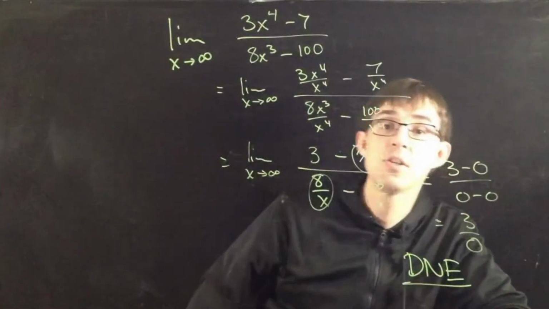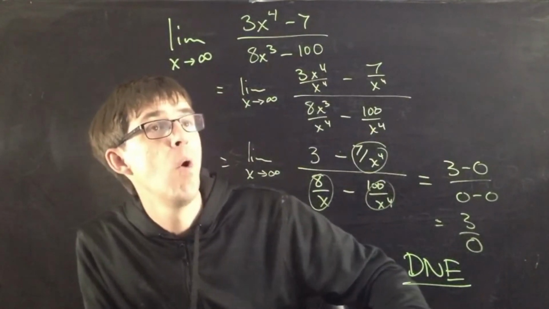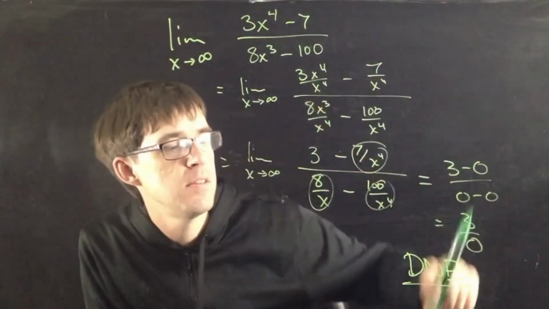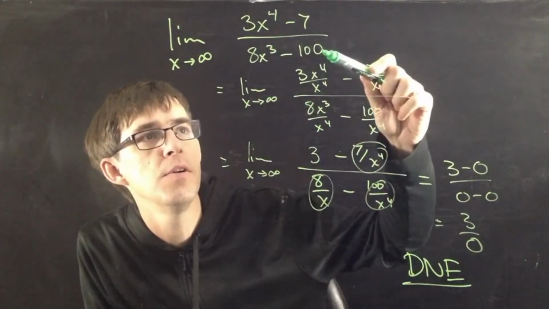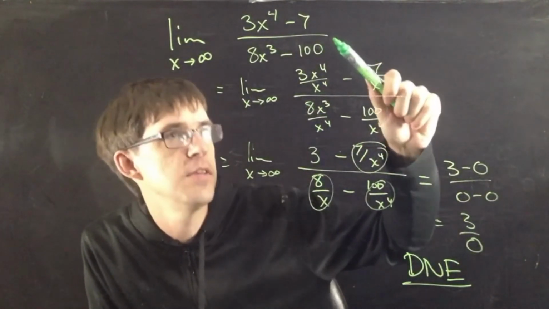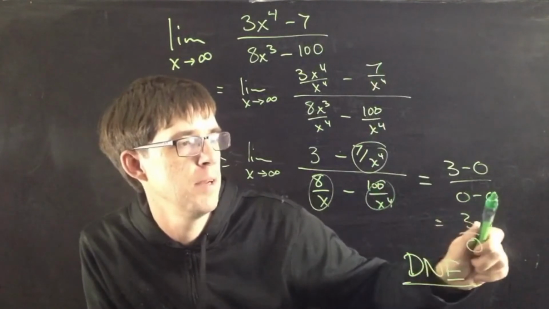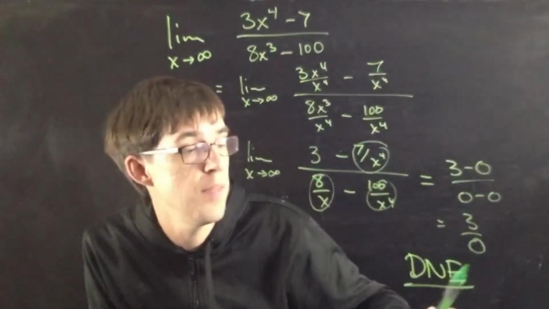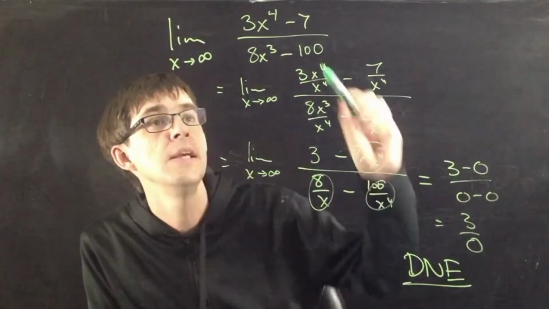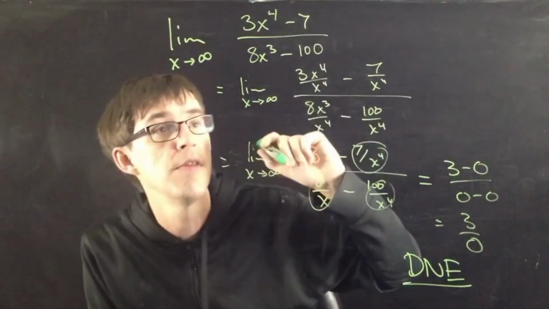And I want to ask you again to think about what exactly contributed to the answer here of does not exist. Like, was it because this number 100 had something to do with it? No, actually, this number 100 ended up being totally irrelevant because it turned into a 0 anyway at this step. The only reason that I got this answer is because the degree on top is bigger than the degree on the bottom.